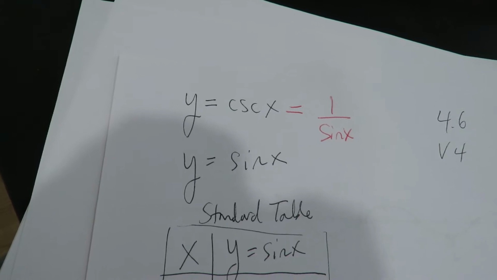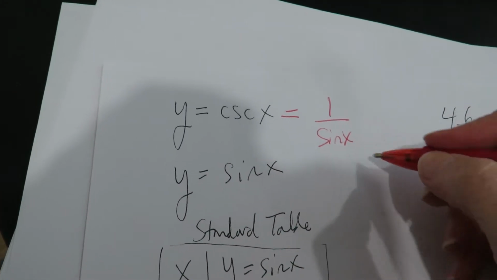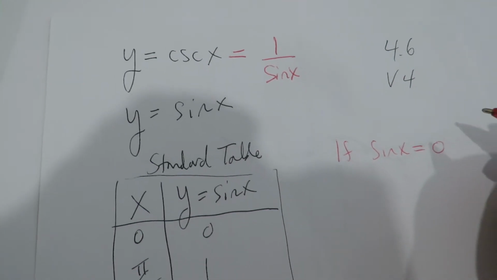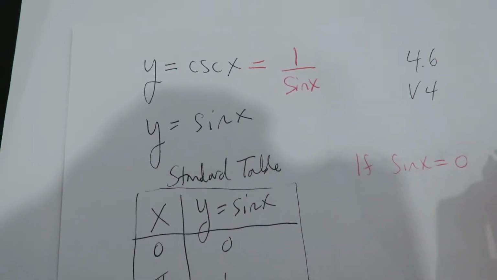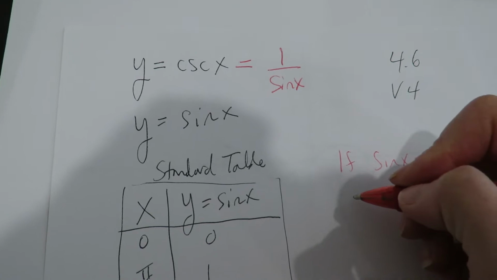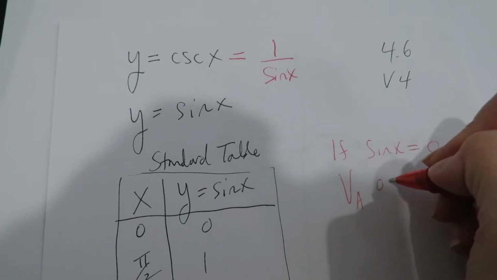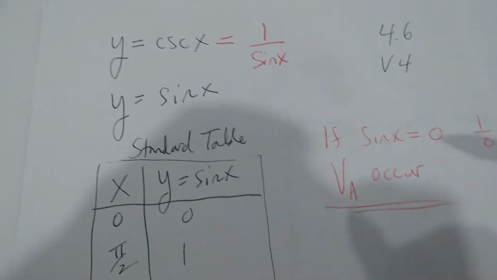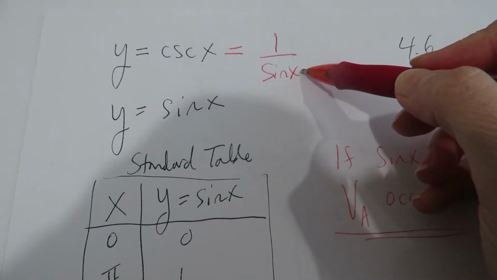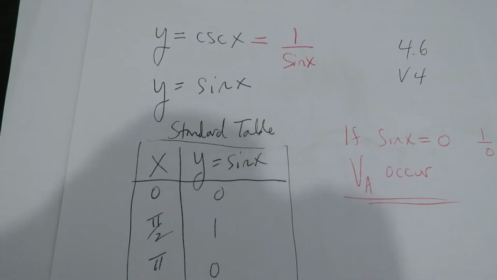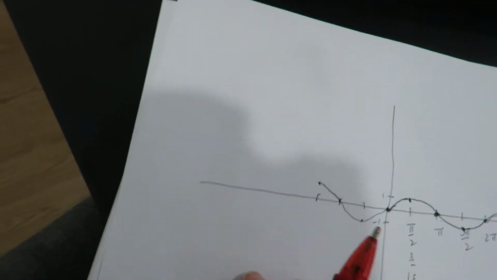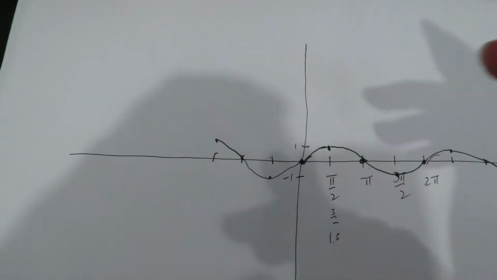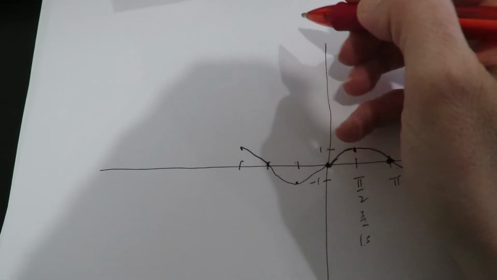The first thing I want you to notice is that for the cosecant function, if the sine of x equals 0, right? If the denominator equals 0, if you have 1 over 0, that's where the vertical asymptotes occur. So when this denominator is going to be 0, that's where your vertical asymptotes are. So I'm going to come over here, and everywhere that the sine is 0, I'm going to create my vertical asymptotes.